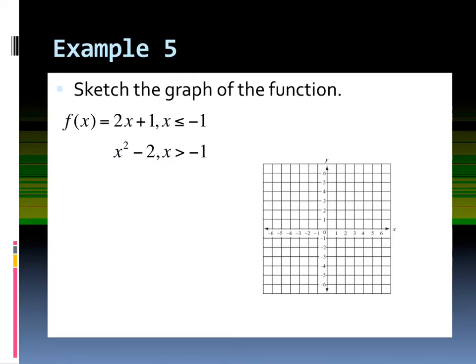All right, so try it out and see how far you can get. Notice that this time there's a line and there's a parabola. Okay, so maybe the line you can do by your y equals mx plus b instead of plotting points, but maybe the parabola you want to plot points unless you know exactly what that looks like.